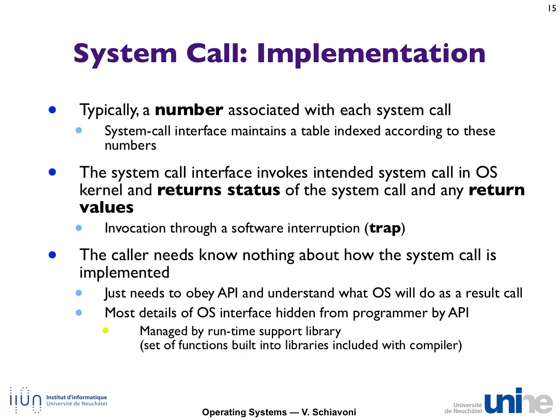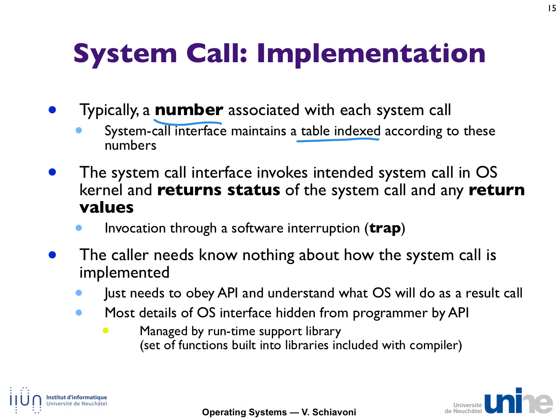But the API is somehow a high-level description of the system call. How is this implemented for real by an OS? So typically there is a number that is associated with each system call. It's a unique number. And you can imagine that there is a kind of table for which those numbers are indexed and associated with the specific piece of code that has to be executed.